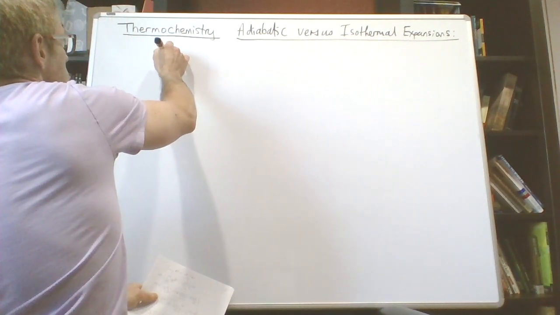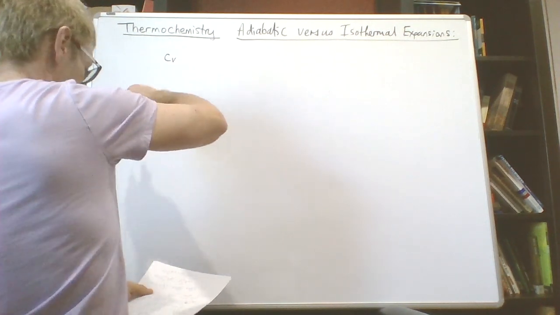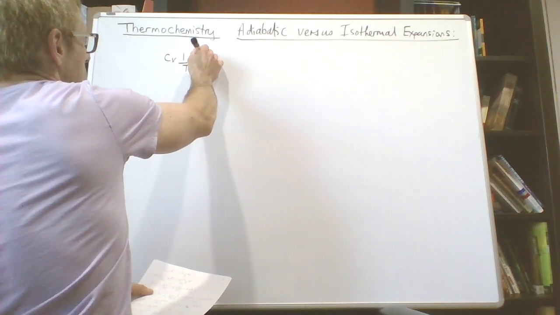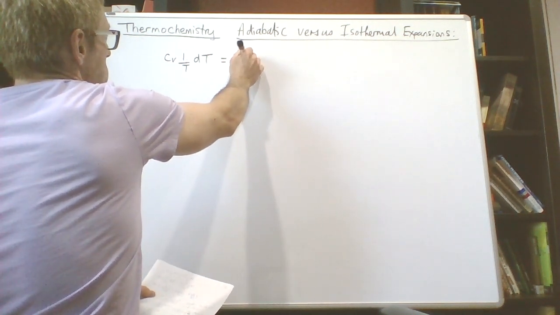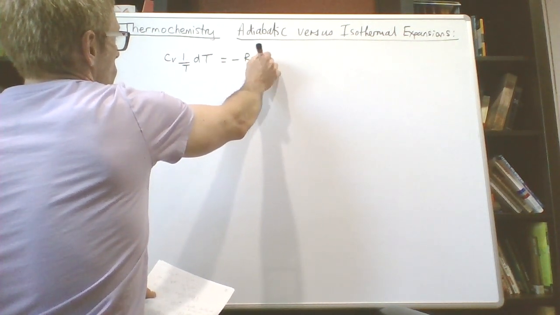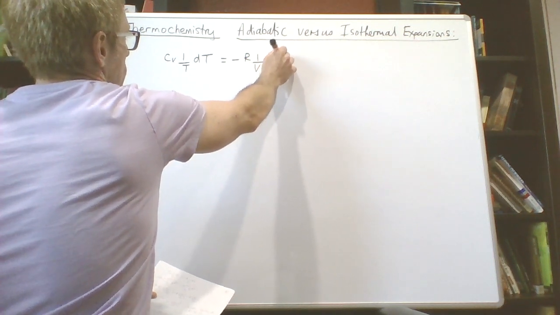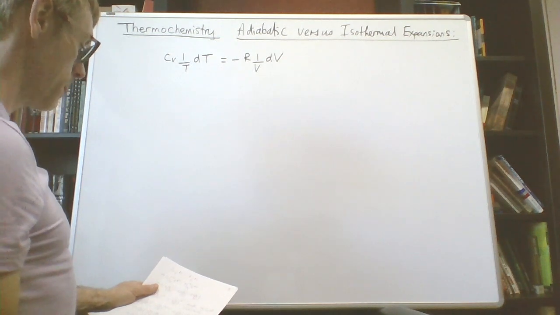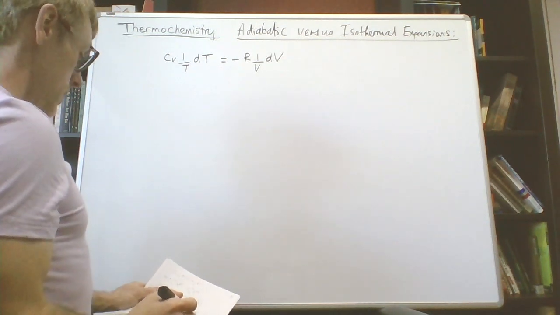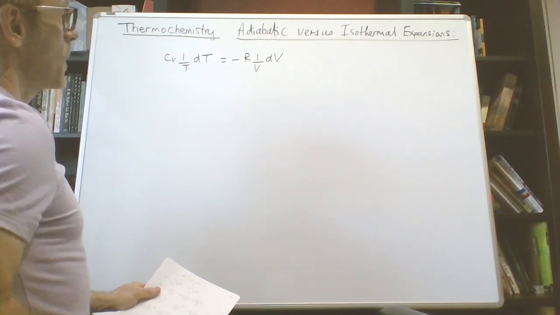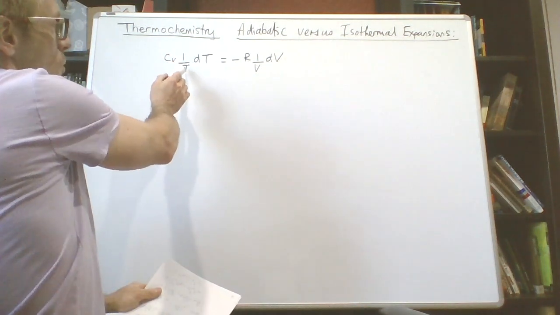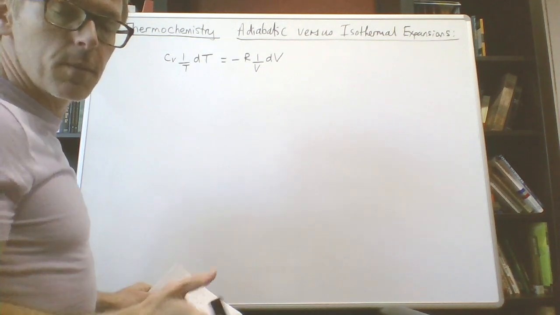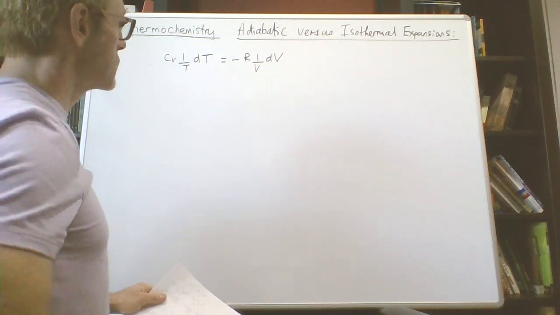So previously we just saw that Cv, I'll rewrite it slightly, 1 over T dT is minus R 1 over V dV. That's what we had previously, rewritten in a slightly different way. And recall that I've got this 1 over x dx. I'm eventually going to put logs in there because of that rule earlier on in this video.